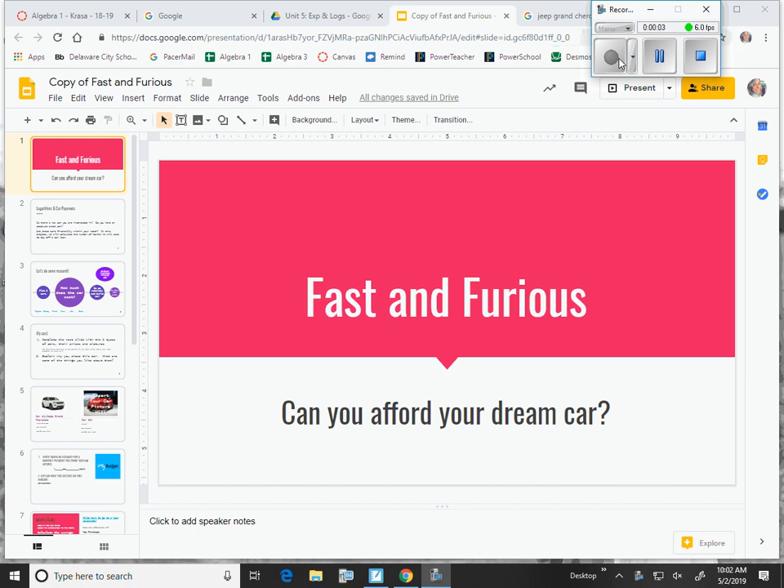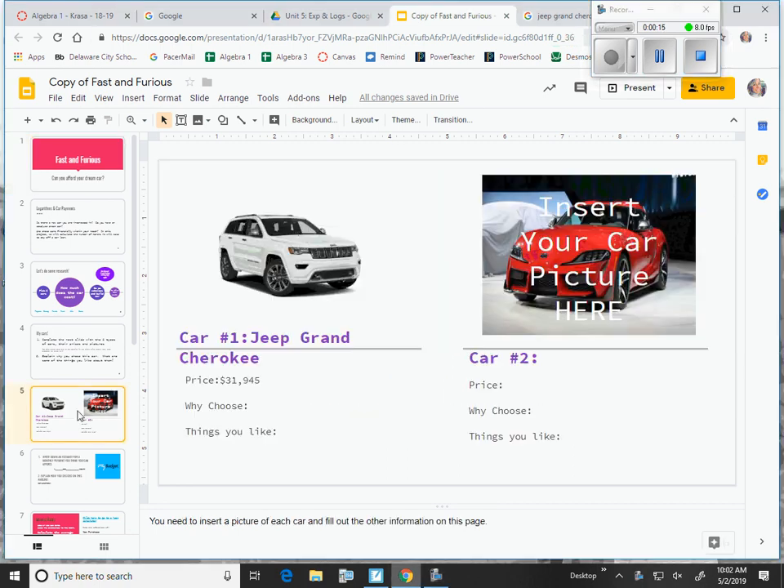Hi group, this is a video to help you navigate solving the equations that you write for your car loan. So I'm going to walk through an example with you. If you look at my slide here, I've already filled in, I just did one car for example's sake, but say I buy a Jeep Grand Cherokee at a price of $31,945. Okay, so that part I have already filled in.